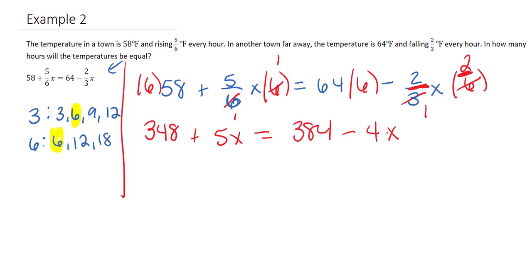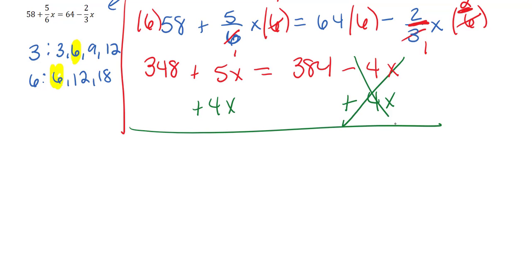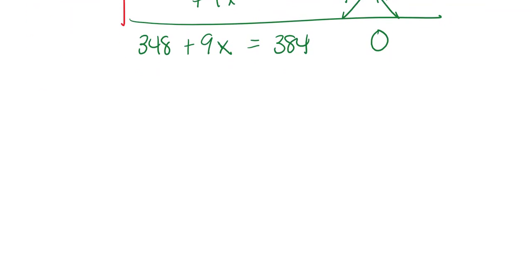Now we need to get the x by itself. And so the first step we're going to do is add 4x to both sides. So we're starting to get it by itself. We're getting rid of it on the right hand side, which then leaves us with 348. 5x plus 4x is 9x. Then we're left with 384. So if we want to get 9x by itself, to eventually get x by itself, we are going to subtract 348 on both sides.